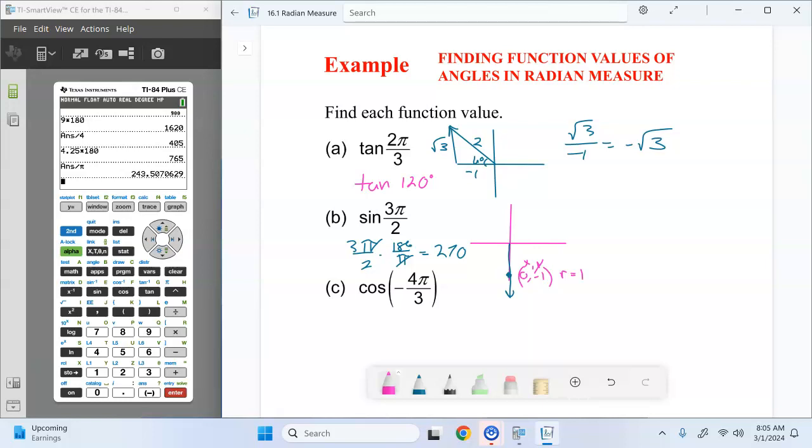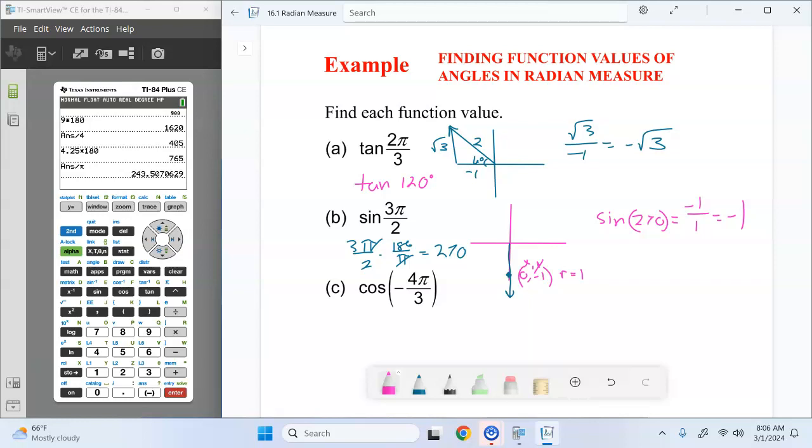Okay, so what ratio do we use for sine? R is our hypotenuse. Y over R. So sine of 270 is y over r, which is negative 1. Okay? Negative 4 pi over 3.